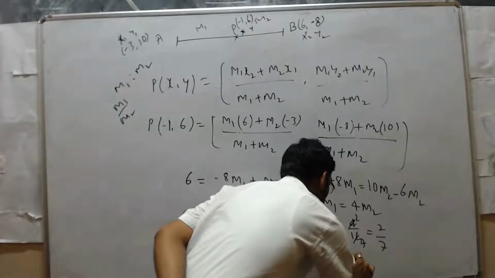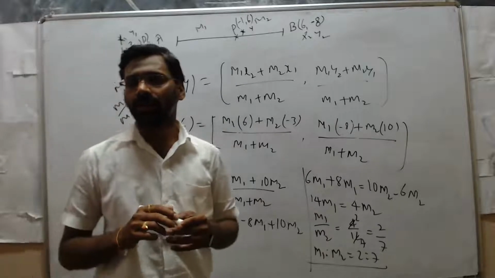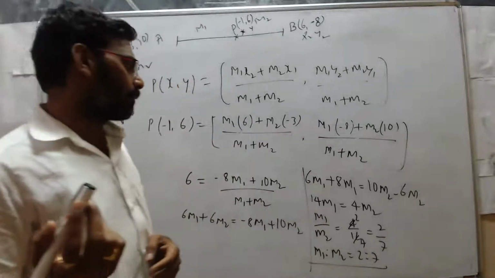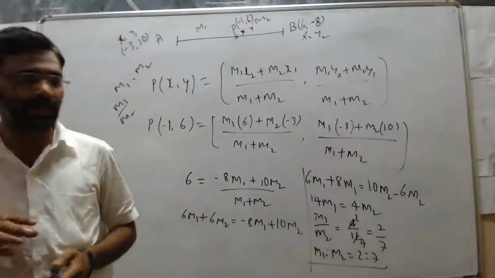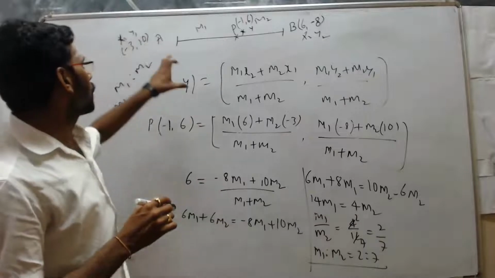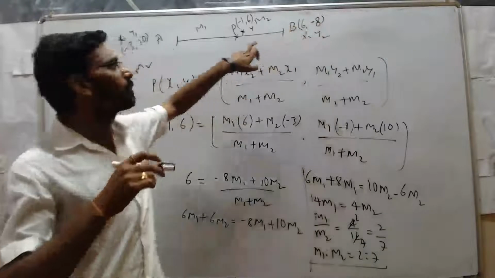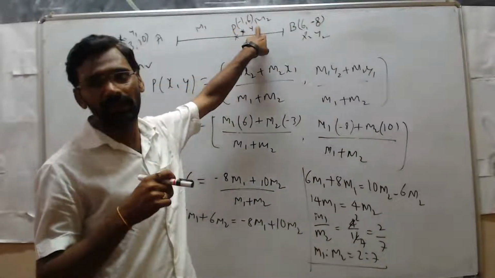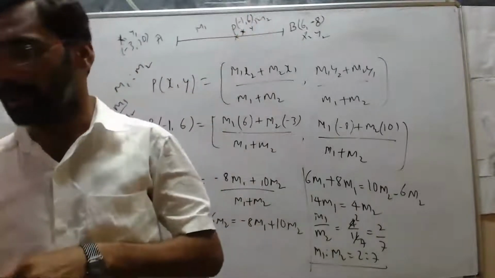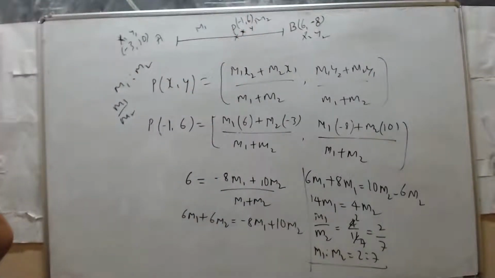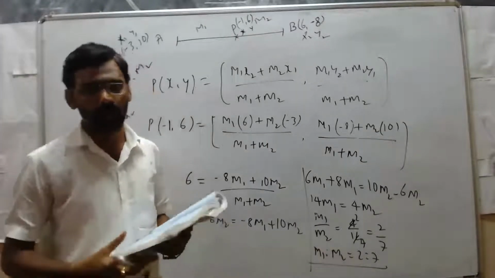m1 raised to m2 is equal to what? 2 raised to 7. m1 value is numerator, m2 value is denominator. m1 divided by m2 means m1 raised to m2 is equal to how much? 2 divided by 7, nothing but 2 raised to 7. If the coordinates of the points are minus 3, 10 and 6, minus 8 and the point P divides into coordinates minus 1, 6, what is the ratio? 2 raised to 7 means m1 value is 2, m2 value is 7. Very simple.